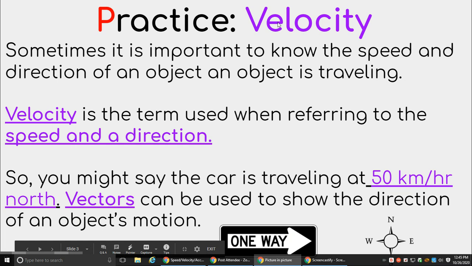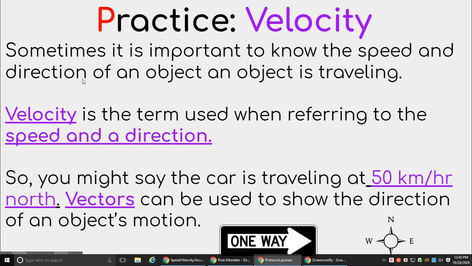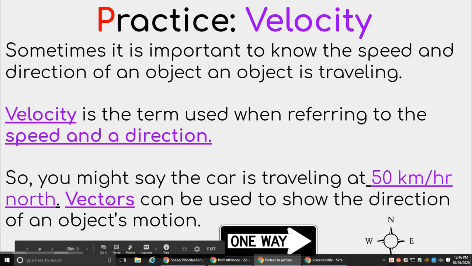Let's practice. Velocity. Sometimes it's important to know the speed and direction of an object when an object is traveling. Velocity is the term used when referring to the speed and a direction. So you might say the car is traveling 50 kilometers per hour north. Vectors can be used to show the direction of an object's motion.